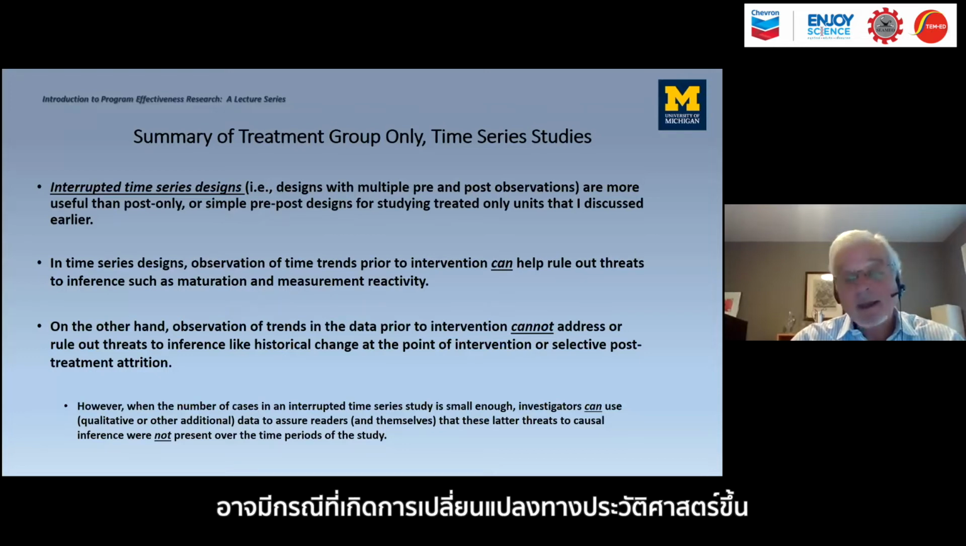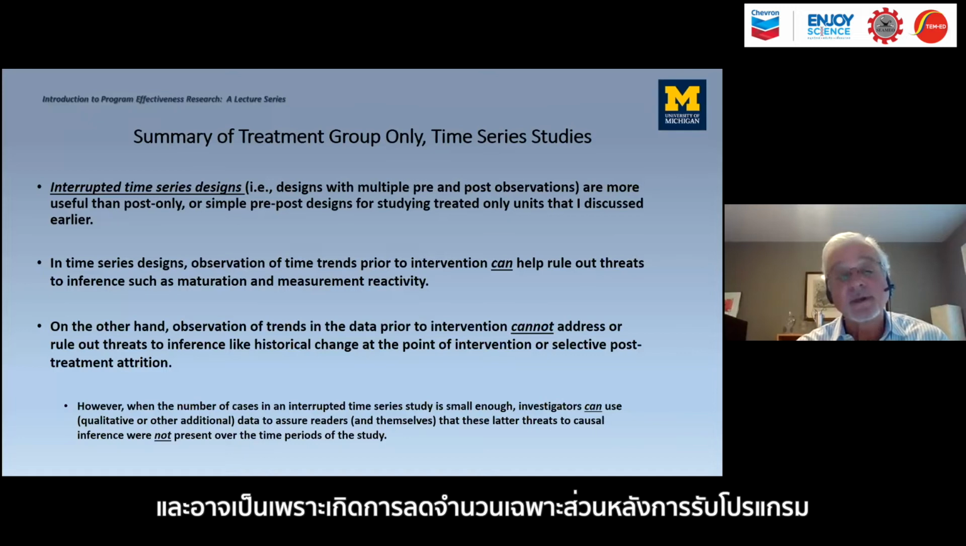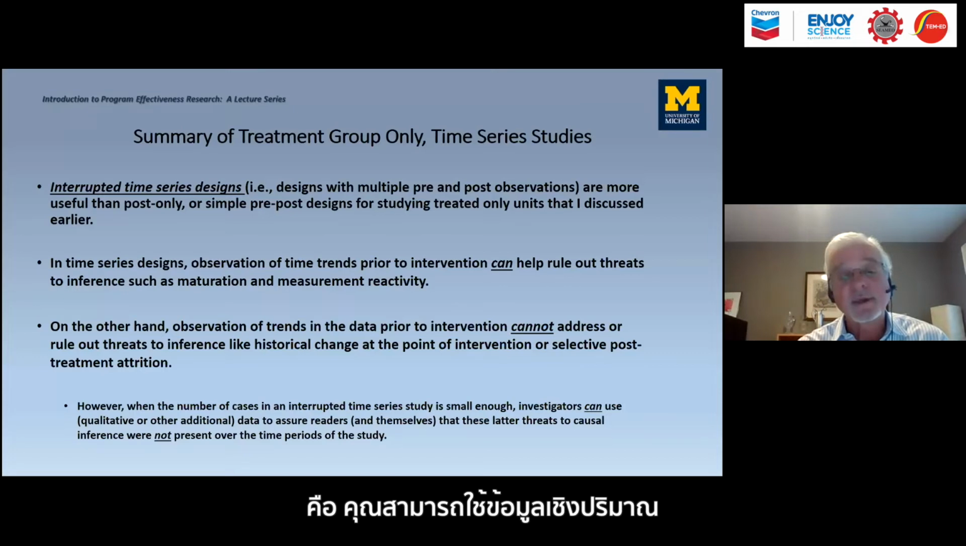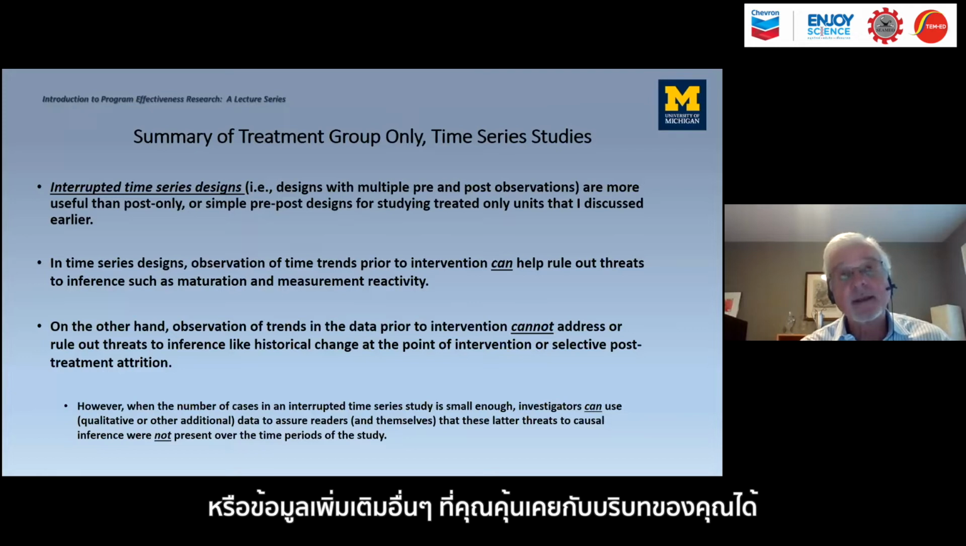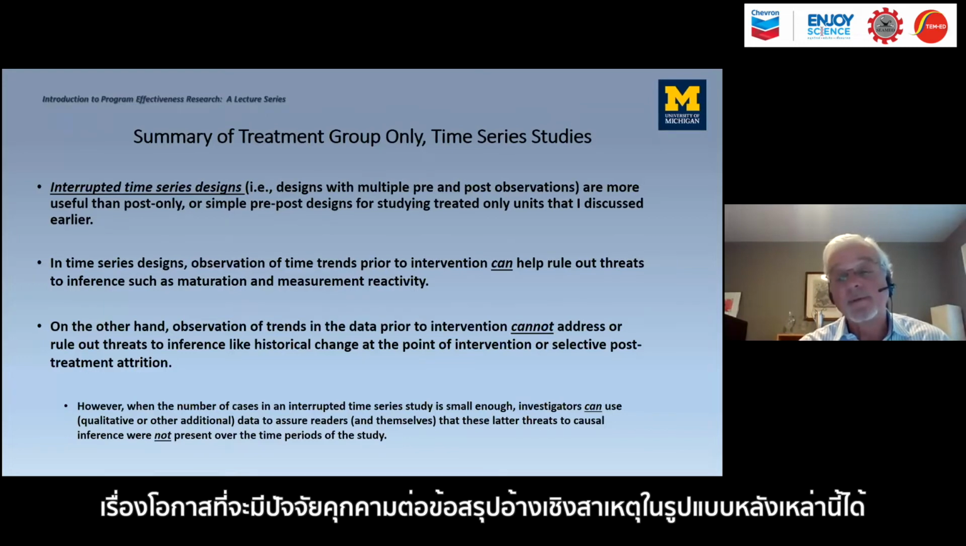There could be the case that the historical change occurred right at the same time as your intervention occurred, and it could be that there's this kind of selective post-treatment attrition. But the beauty of doing small exploratory studies using these designs is that you can use qualitative or other additional data that you're familiar with your context, and so your familiarity with the context can help you address the likelihood that these latter forms of threat to causal inference are present.